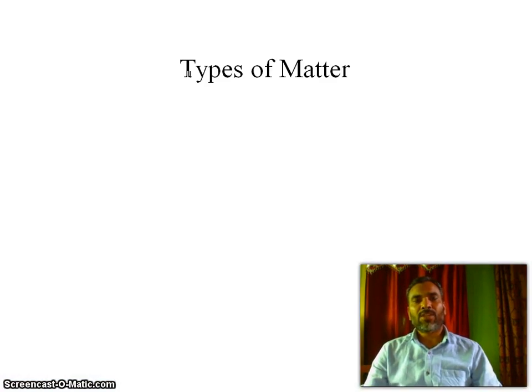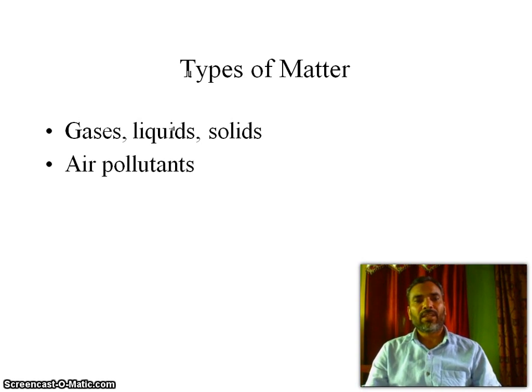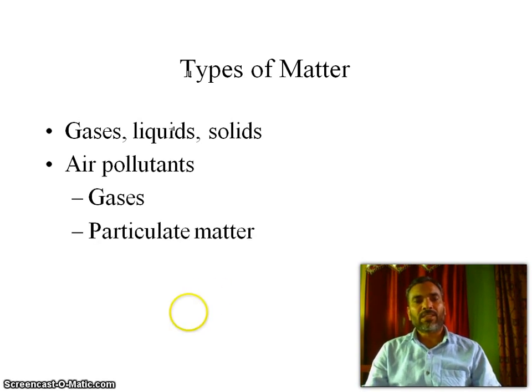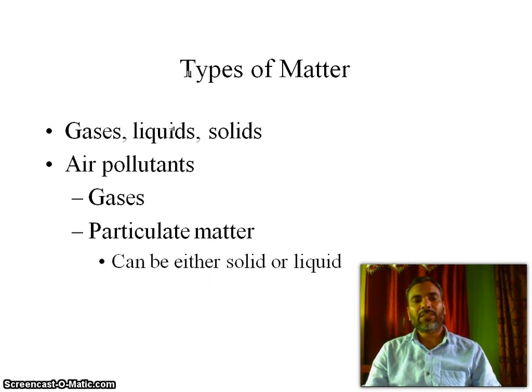So, first you learn types of matter. You know the matter is of three types: gases, liquids, and solids. Air pollutants are gases and particulate matter, which can be either solid or liquid, or often a combination of both.